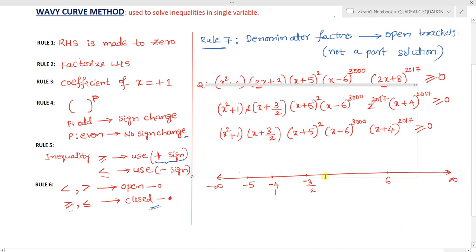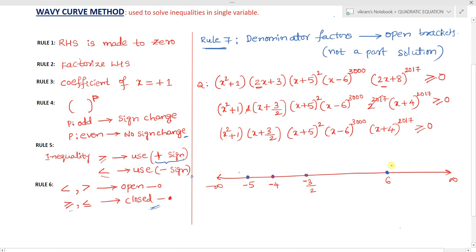Now here the inequality is greater than or equals to, so the roots, the values of x, have to be included in the solution. At 6, there is no denominator, so at 6 it is a closed dot. At minus 3 by 2 it is also included in the solution. At minus 4 it is also part of the solution, and minus 5 is also part of the solution.